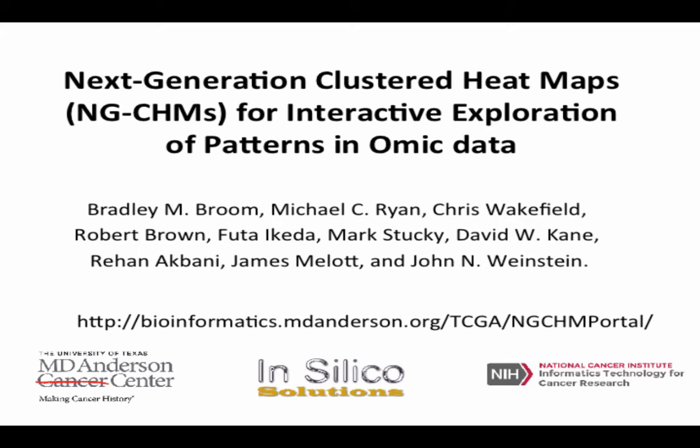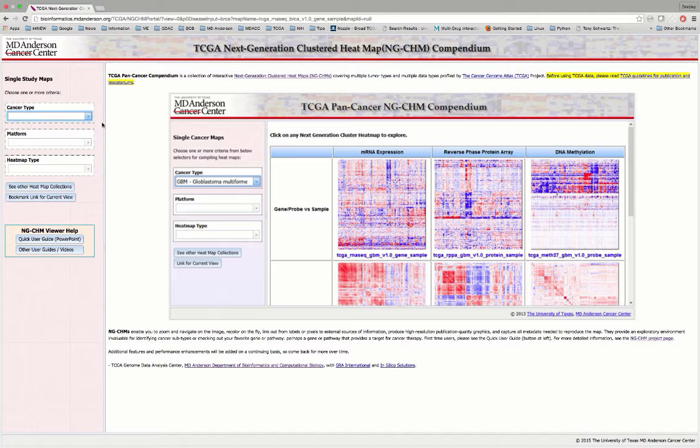In this short video, I'm going to describe the next generation clustered heat map or NGCHM system, which provides a dynamic, highly interactive visual environment for exploration of patterns in omic data. The system is under continuing development at UT MD Anderson Cancer Center and in Silico Solutions, with generous support by ITCR. I'll begin by showing the system's dynamic features.